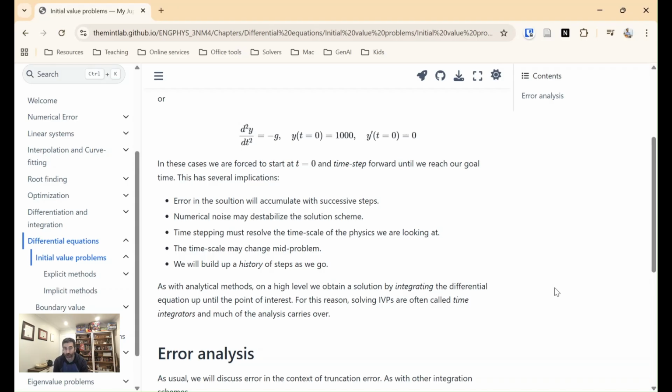Okay. Numerical noise tends to destabilize the solution scheme. This is going to get us into something called stability and robustness of these techniques, and that actually throws in a lot of curveballs. But we're going to get into that one probably later in the week. Time stepping has to resolve the time scale of the physics that we're looking at, right? This is a bit of a topic that goes back into the computational multiphysics group, but it's kind of obvious to think about. Your time stepper has to be able to resolve whatever physics you're interested in.